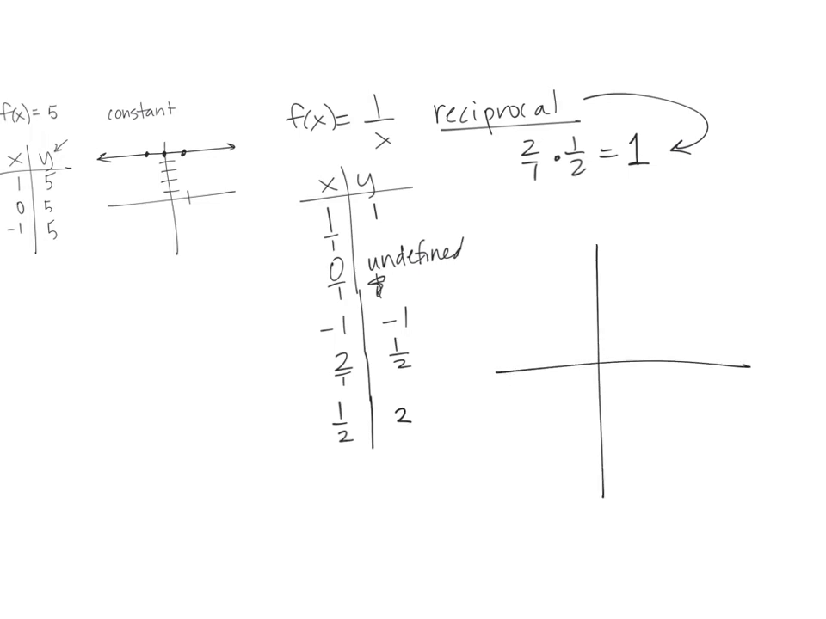So if I plot the points, we have 1, 1. 0 is undefined, so there's nothing to plot there. -1, we're at -1. And just for a little bit more, 2 gets you a 1/2. And what's going to happen is these are going to get closer and closer and closer to the x-axis, not cross it. We're never going to touch the y-axis because we can never be 0. And the same thing's going to happen on the other side as well. So I'm just going to mimic that. And so there's our graph of our reciprocal function.